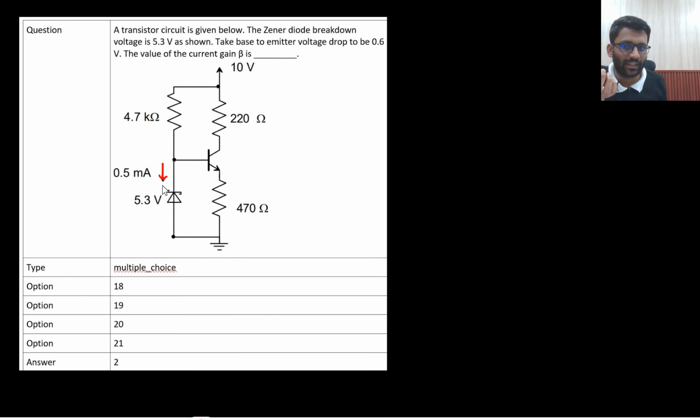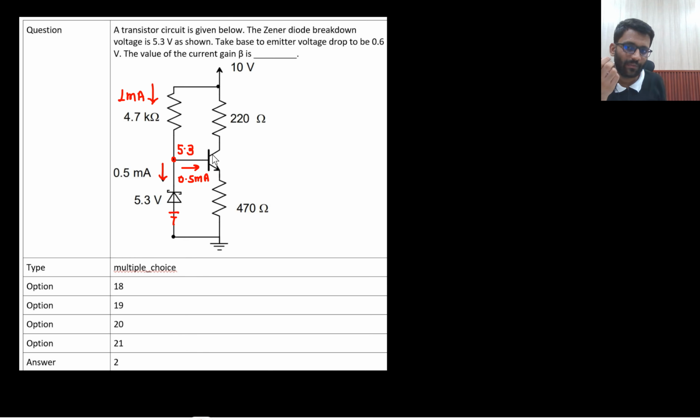Also we have seen that the current is flowing. So if it goes into breakdown, this will be replaced with the battery of 5.3. So 10 minus 5.3, this will be 4.7. 4.7 divided by 4.7 kilo ohm, so this current will be 1 milliampere. This current is 0.5 milliampere. That means this current will be 0.5 milliampere.